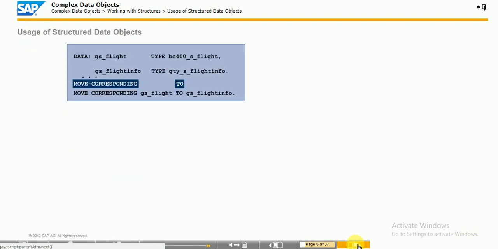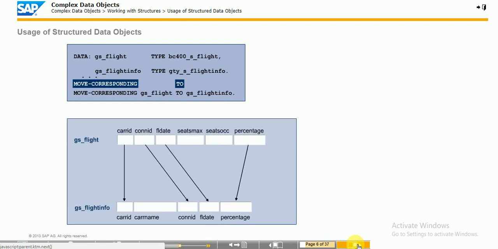The statement MOVE-CORRESPONDING copies the content of the source structure to the target structure, one component at a time. Here, only those components that are available under the same name in both the source structure and the target structure are considered. All other components of the structures remain unchanged. The individual value assignments can each be executed using MOVE.